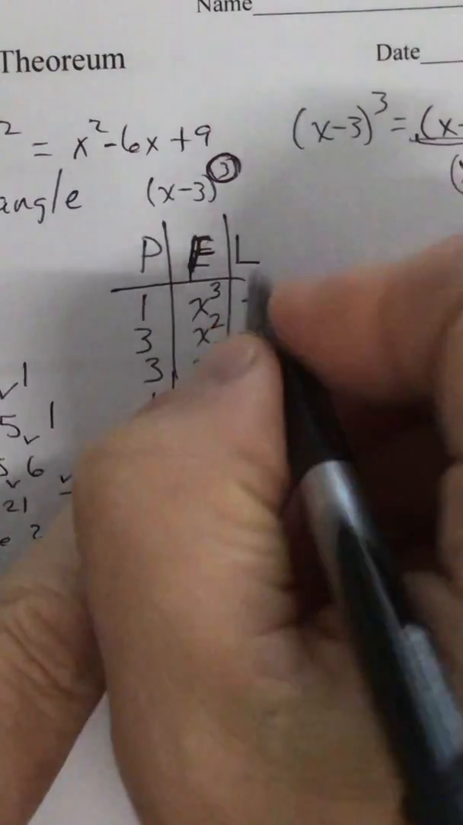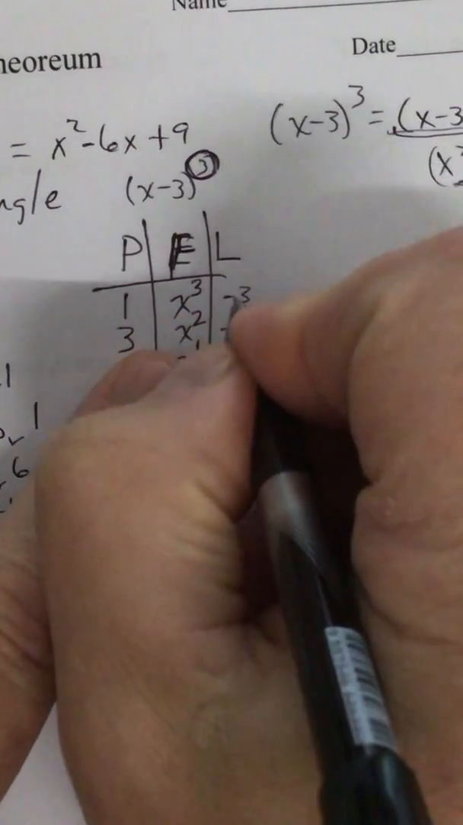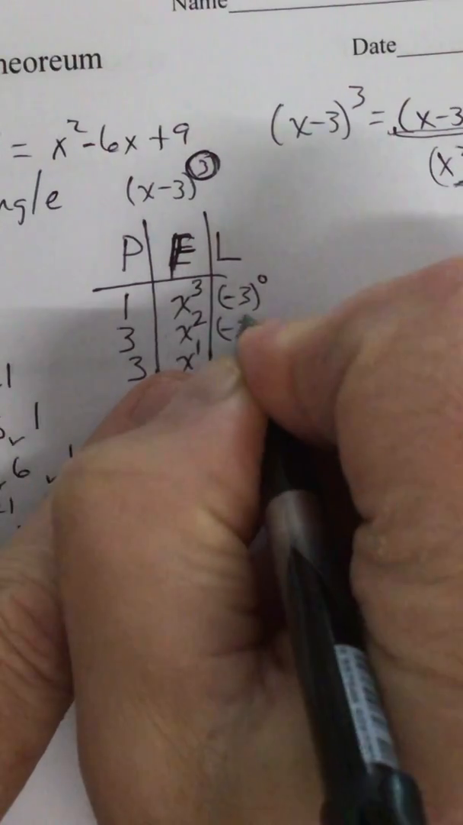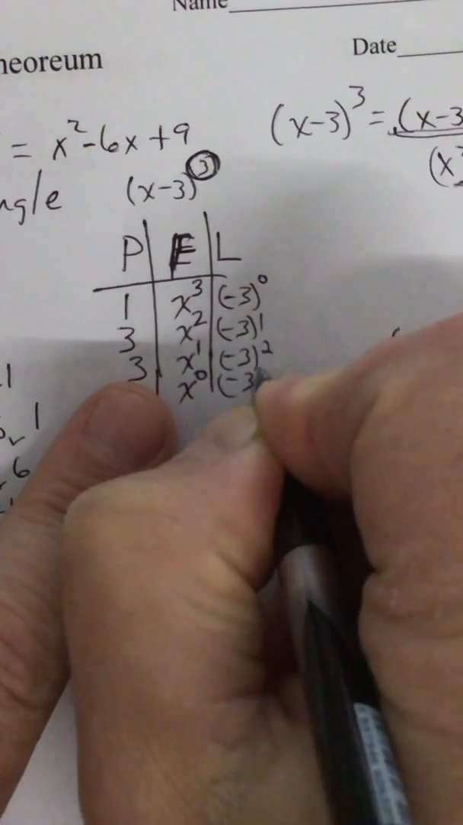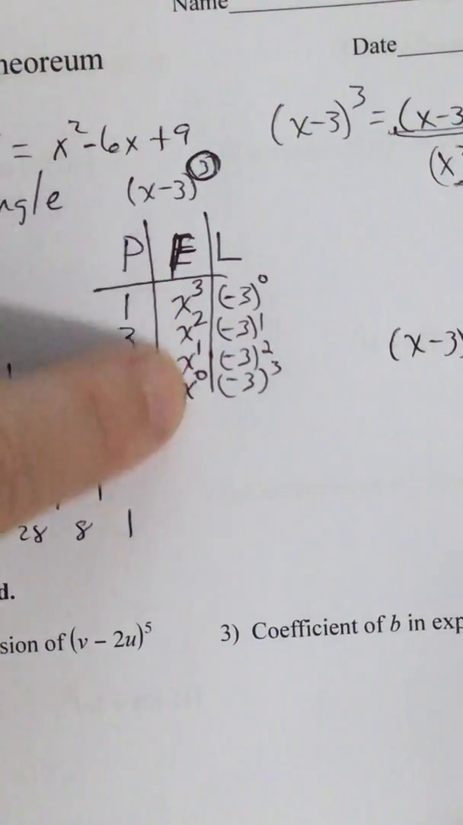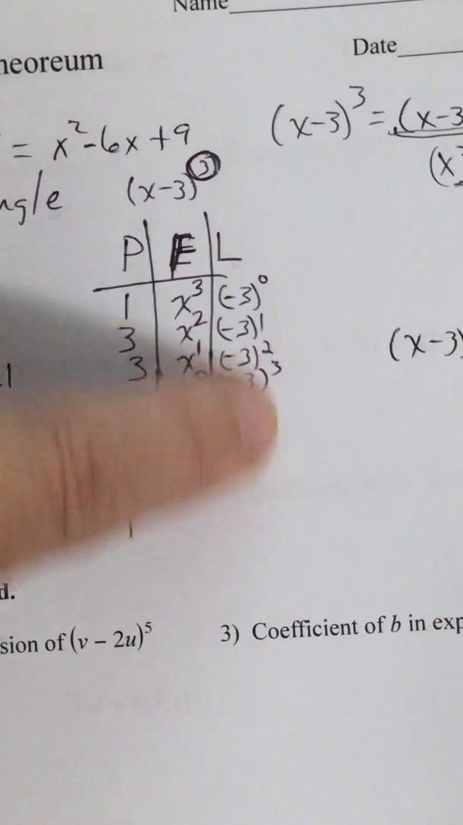And then on the other one, you go the other way around. Now, since it's a negative, I'm going to put a bracket around it. So this one's going to be 0, 1, 2, 3. So the first one you count highest down, and then on the last one you count lowest up.